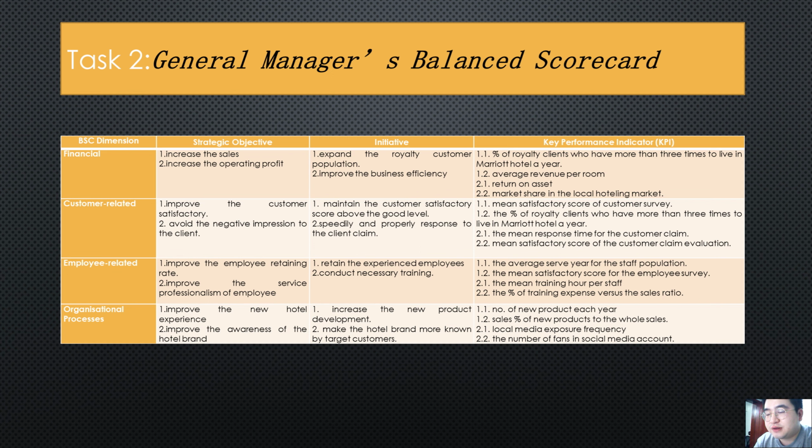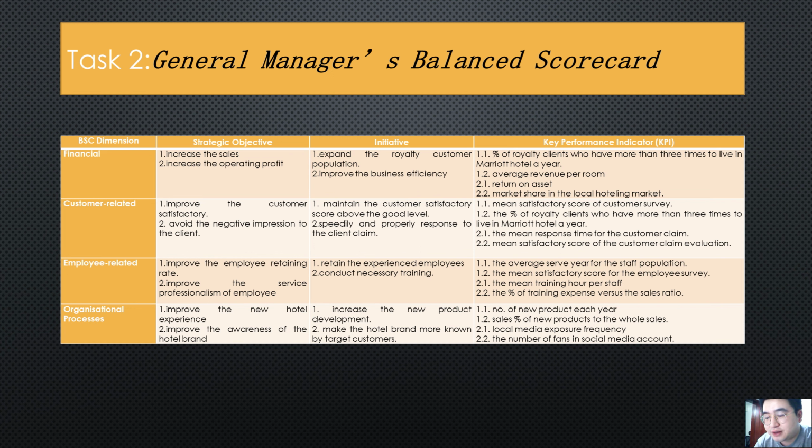For the customer-related dimension, we have two strategic objectives: to improve the customer satisfaction and to avoid the negative impression to clients. To realize the objectives, we have two initiatives.